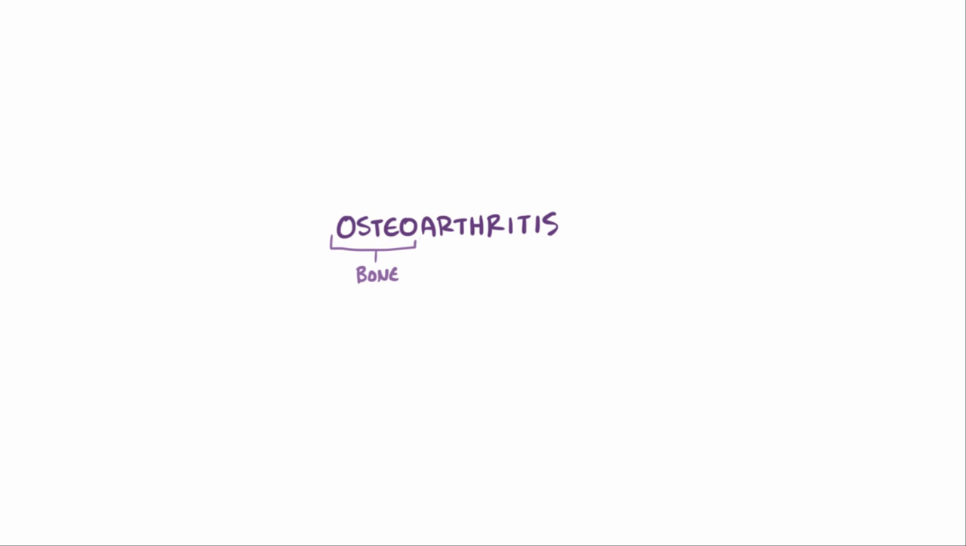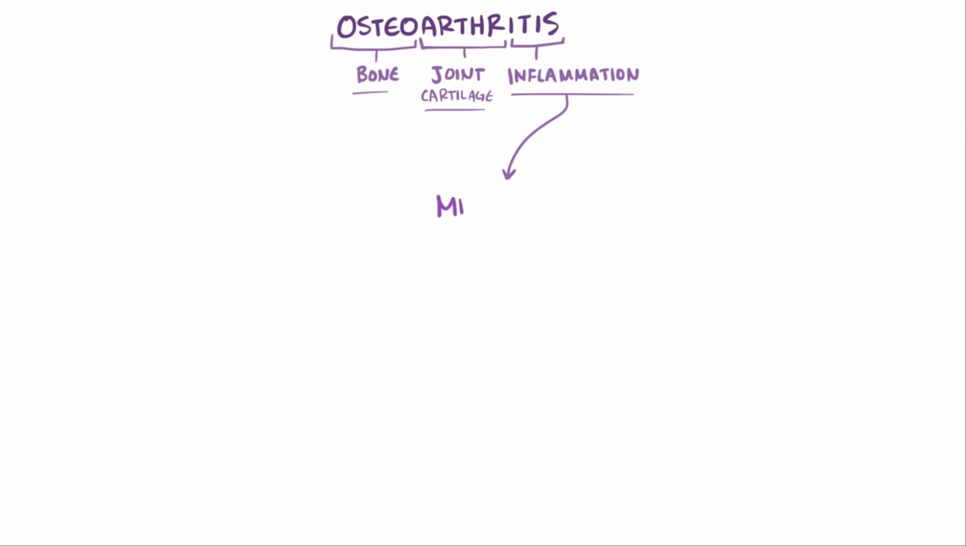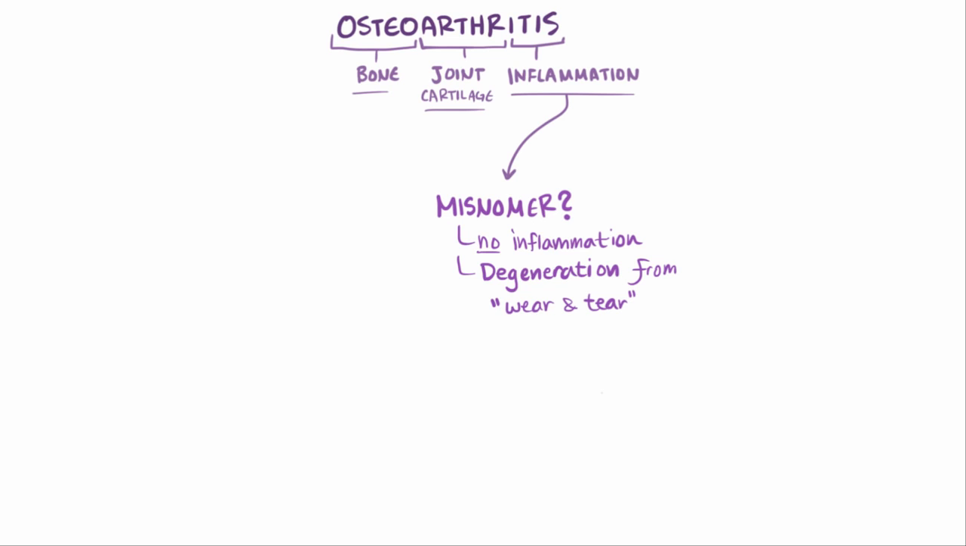Osteo means bone, arth refers to arthron, which means joint, and itis means inflammation. So osteoarthritis is a disease involving inflammation of the bone and joint cartilage. It was once thought that the itis part of osteoarthritis was a misnomer, and that inflammation didn't play a role in its development, and that it was mostly a degenerative disease resulting from simple wear and tear. Nowadays, it's thought that inflammation does indeed play an important role in the development of osteoarthritis.